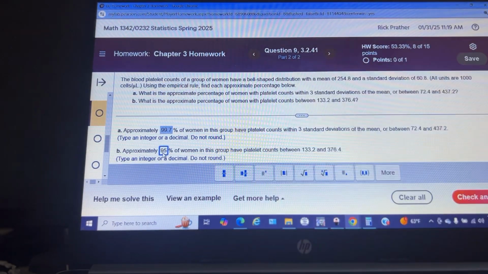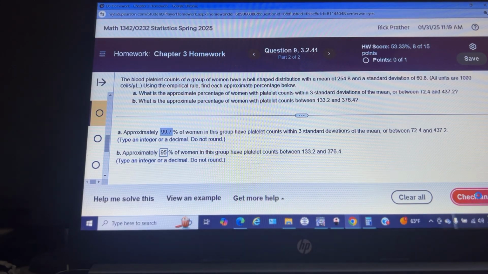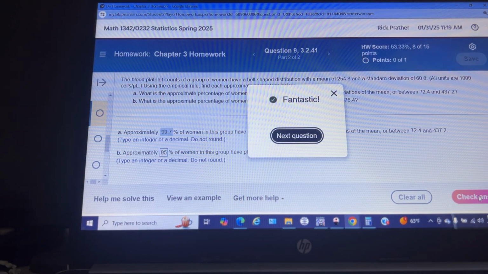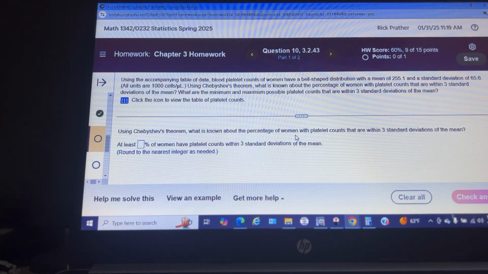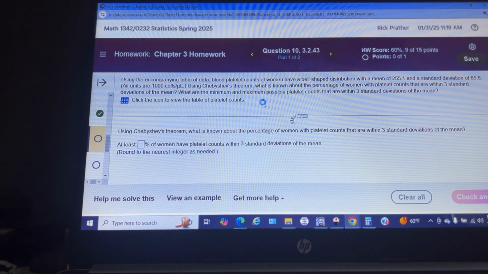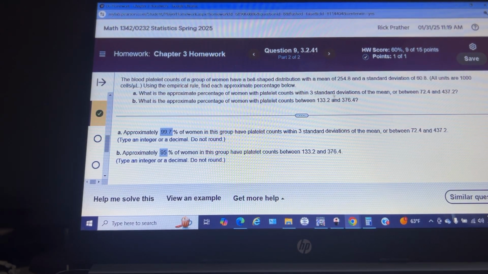That's called the empirical rule. It gives you a rough estimate of how many people land in a certain range of values, but you're kind of limited in what you can do on this until you learn chapter 6, then we can do a lot more with it. Now, number 9, the nice thing about 9 was it said it was bell-shaped.